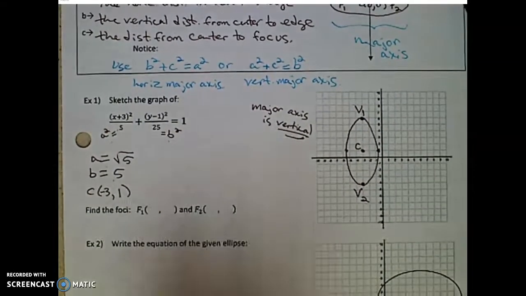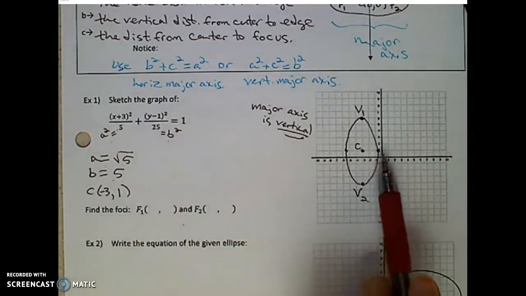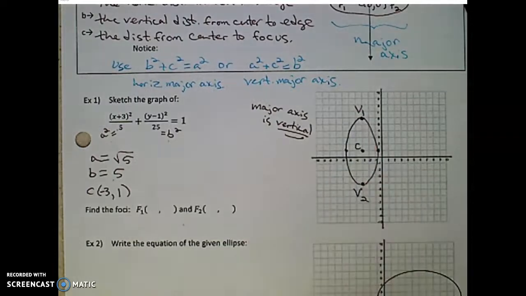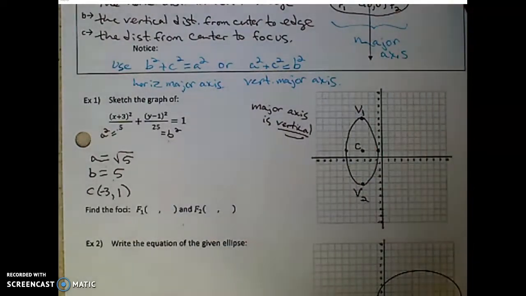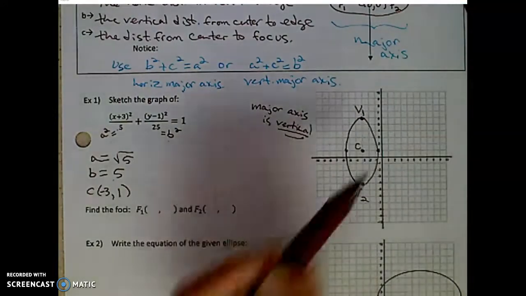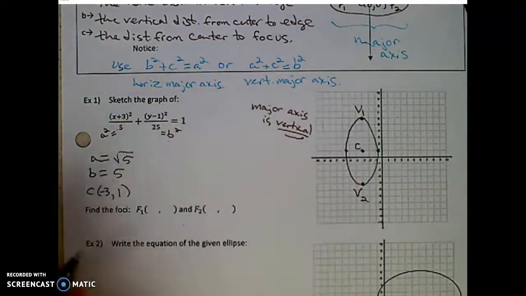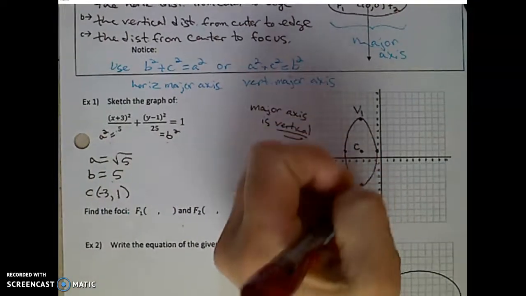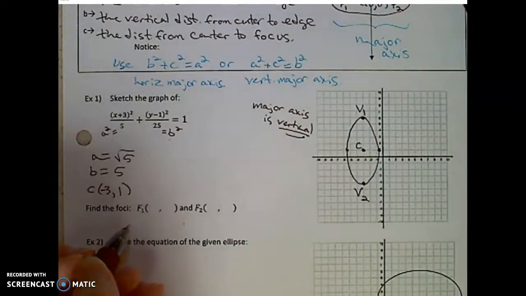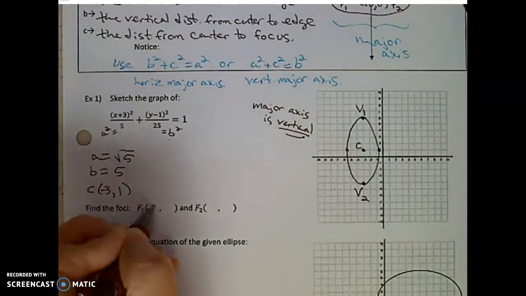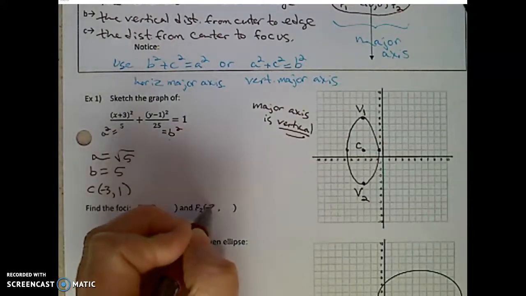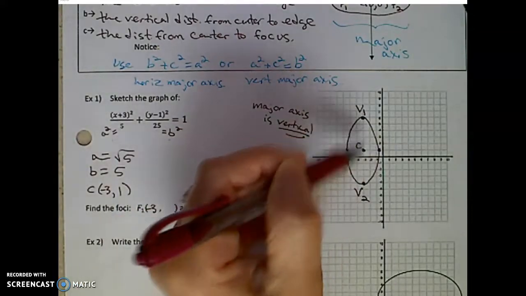Alright, if I ask you to find the foci, are the foci going to be to the left and right of center or up and down from center? The foci are always on the major axes. That's how we form our ellipse. So I know the foci are going to go up, down. That tells me that the x-coordinate does not change. So the x-coordinate of my foci will stay at -3. But what are the y-coordinates of my foci going to be?